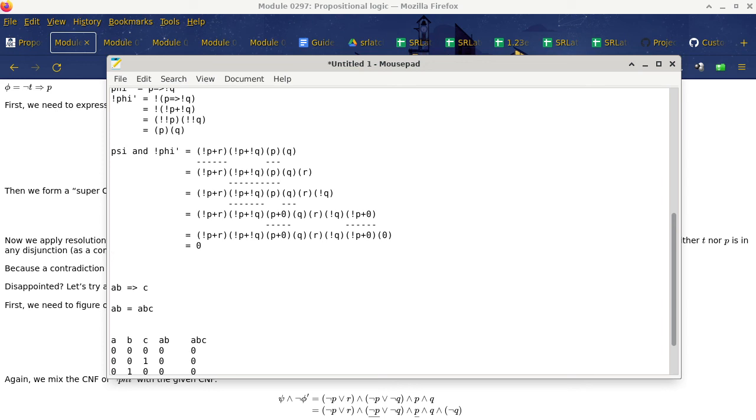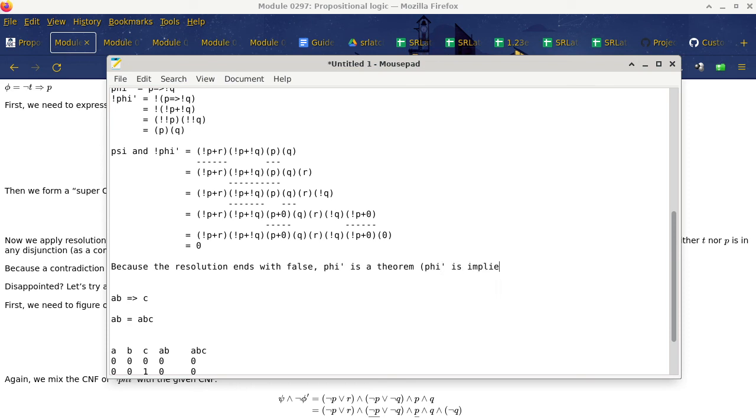The theorem is simply implied by everything that is known to be true, or everything that is given to you as true to begin with. Is that okay? So the conclusion now is to say, because the resolution ends with false, phi prime is a theorem, or you can say phi prime is implied by psi. That is the conclusion.